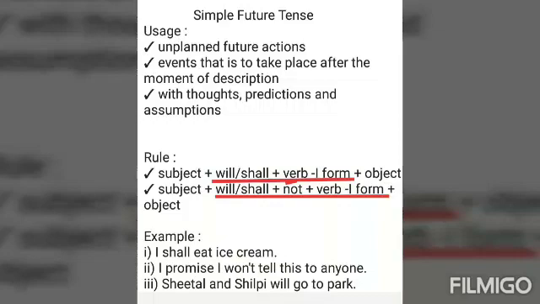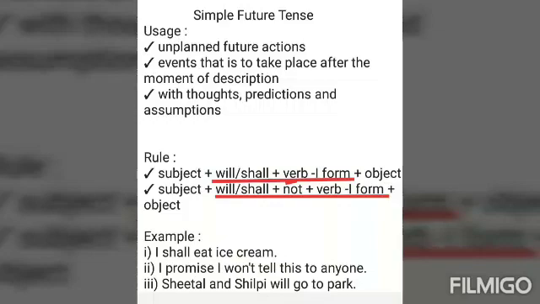If you observe, in the simple sentence we have given the helping verb as well as the main verb. So there is no doubt about forming the negative sentence. We'll add only the word not. Let's do the examples to identify simple future tense. Look at the examples. I shall eat ice cream. I promise I won't tell this to anyone. And the last one, Sheetal and Shilpi will go to the park.